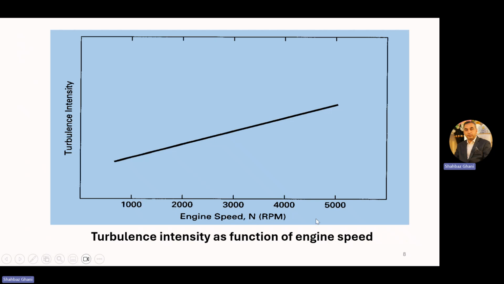Now, turbulence intensity as a function of engine speed. On the x-axis, we have engine RPM, and on the y-axis, we have turbulence intensity. Whenever the speed is low, turbulence intensity is low. The more the speed is, the more the turbulence intensity is. So they are directly proportional.